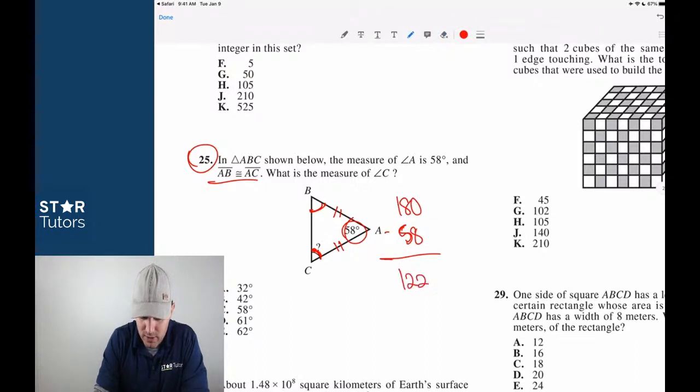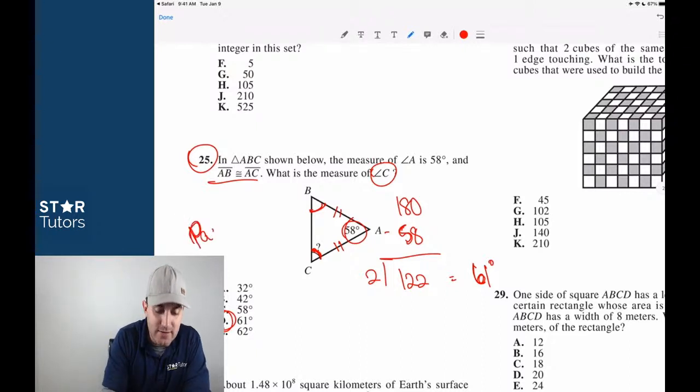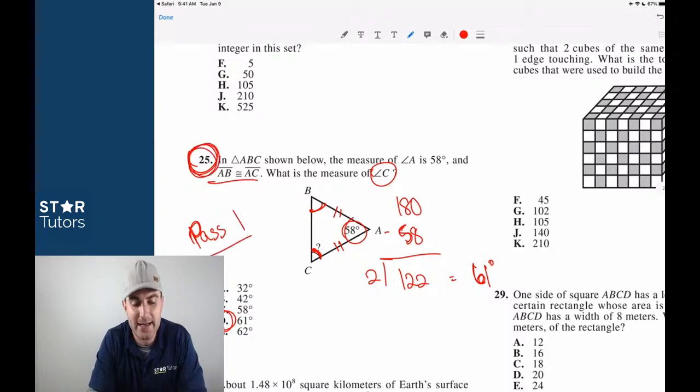And then we know that we're looking for both angle B and C, so we have to divide by 2. We end up with 61 degrees for angles B and C. That took me 20 seconds probably total to answer, and I didn't have a calculator while I was doing it. Those are the types of questions we're looking at. This is without doubt, if you like triangles, still a pass 1 question, even though it shows up at number 25.